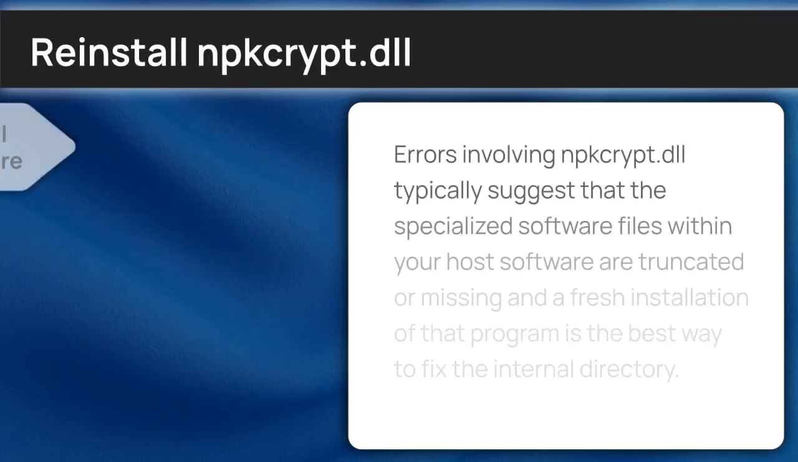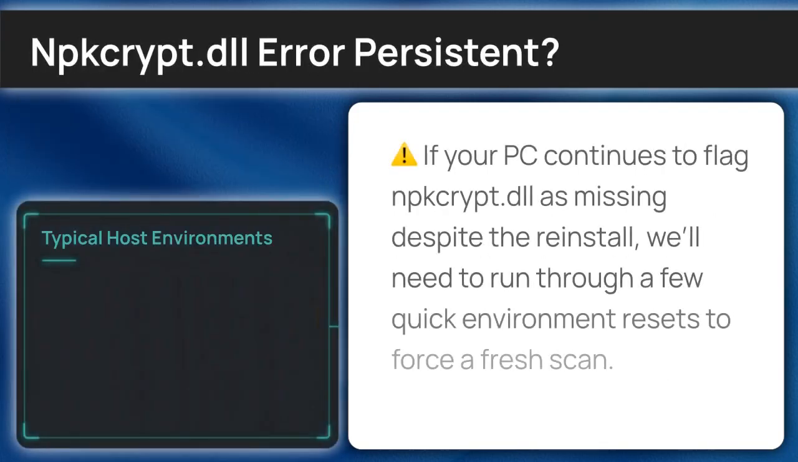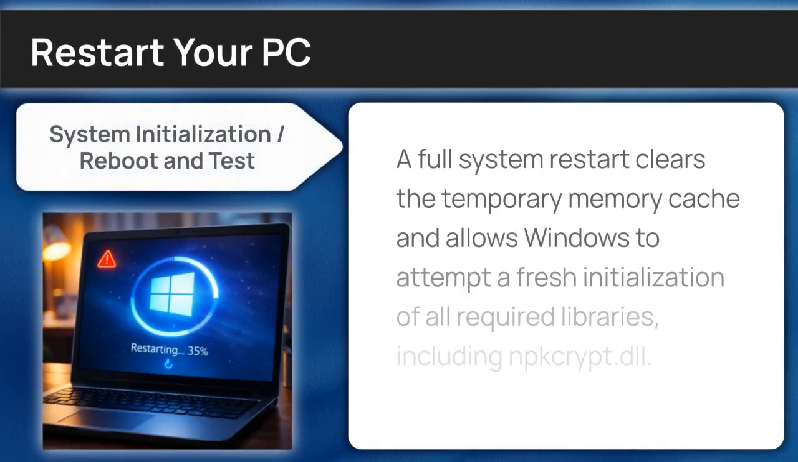Errors involving the NPK Crypt Library DLL typically suggest that the specialized software files within your host software are truncated or missing, and a fresh installation of that program is the best way to fix the internal directory. If you're still seeing the missing file notification, we should attempt to force a synchronization between the software and the OS. If your system has been running for an extended period, a reboot might be necessary to resync your background processes and clear any temporary locks on the NPK Crypt library file.